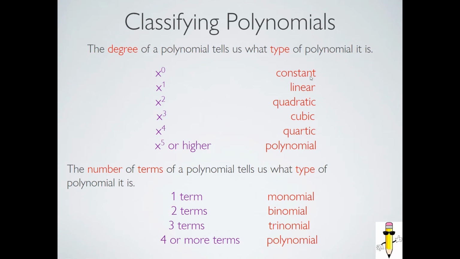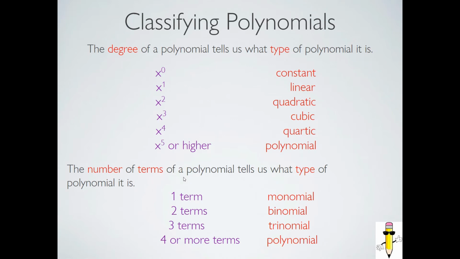And then, as you can see, x to the 0 power can be referred to as a constant, followed by linear, quadratic, cubic, quartic, and then polynomial. Anytime you have something that's over 4, it's always going to be referred to as a polynomial. Poly, if we broke down that word, is always going to be many, and nomial is going to be numbers, many numbers. Think of it that way.